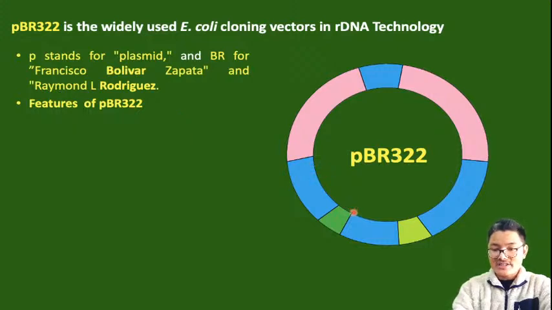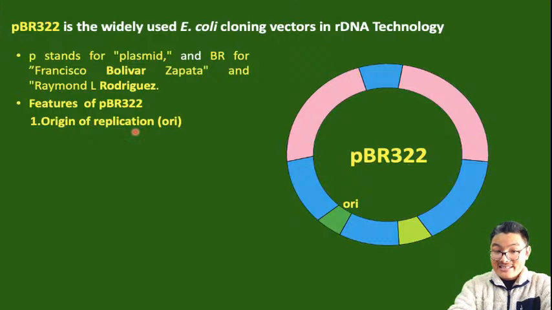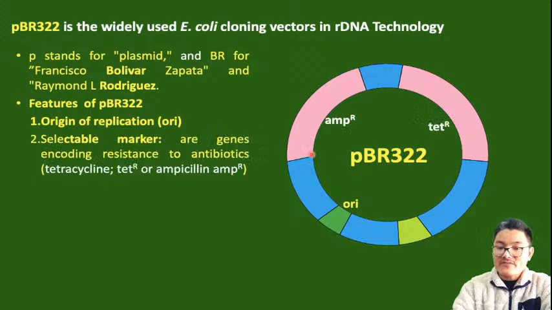So features of pBR322: it has an ori site, origin of replication, which means this plasmid vector can multiply, making a number of copies with the help of the ori site, where the replication of this small DNA starts. And we also have selectable markers. Selectable markers are genes which encode antibiotic resistance. We have AmpR, which is the ampicillin resistance gene.